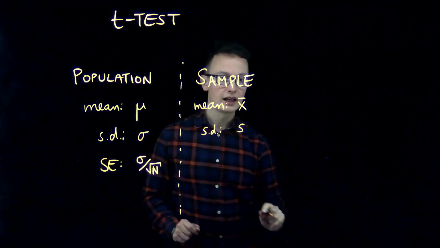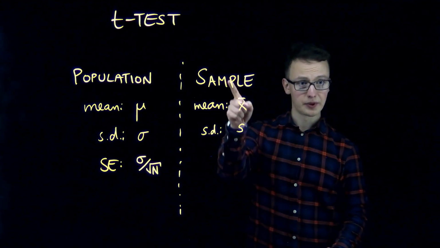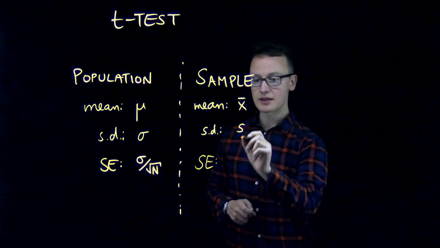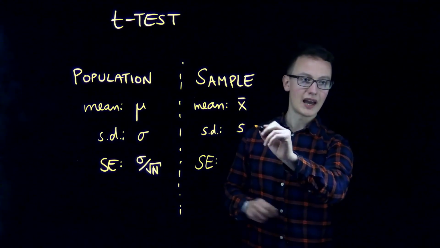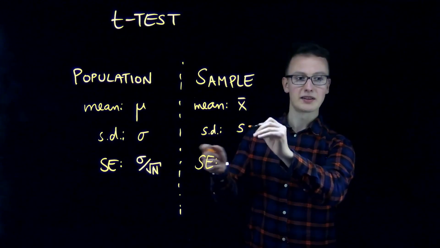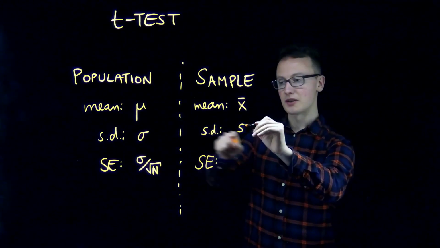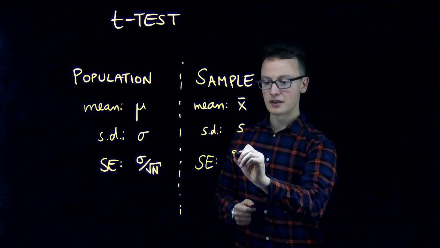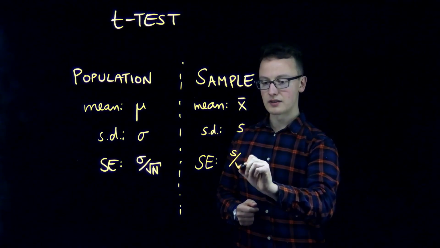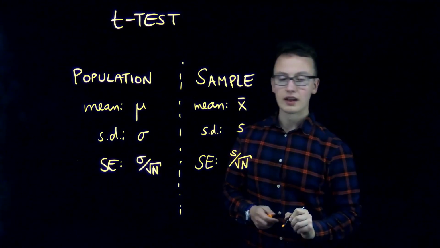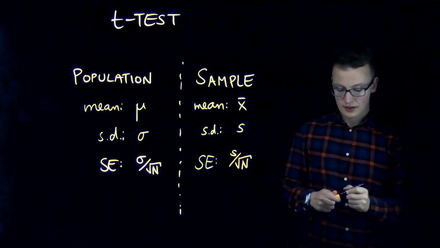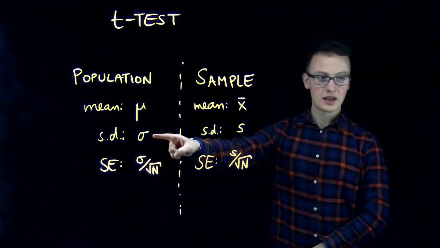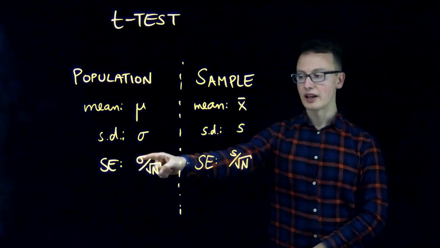For the sample, we would also be able to compute a standard error analogously, only in this case we would take the estimated standard deviation. Estimated means it's from the sample, not from the population, so it's not necessarily equal to the real population standard deviation. That we can write as s divided by the square root of n. The idea is that for the z-test, we could rely on the assumption that we know sigma, and therefore we could compute the standard error like this.